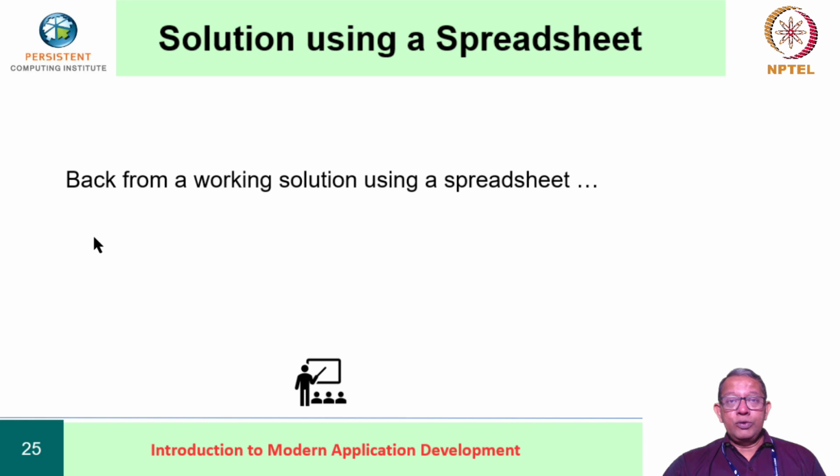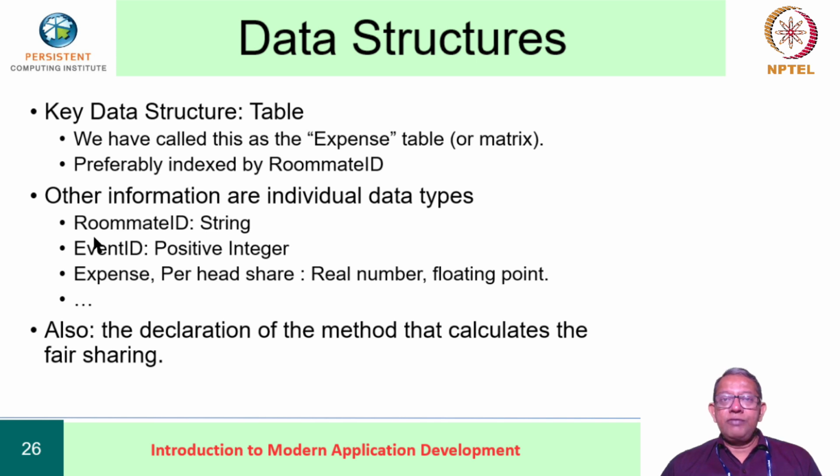This is again a good point to pause and review what has been done. Let us now look at a few data structures of this problem. The key data structure is of course a table. In our discussion, we have called this the expenses table, or it may also be referred to as a matrix.